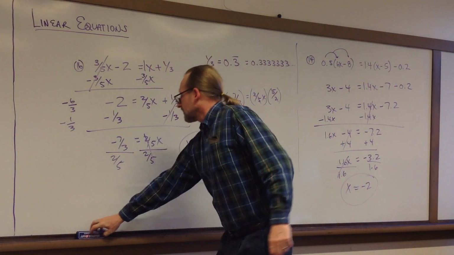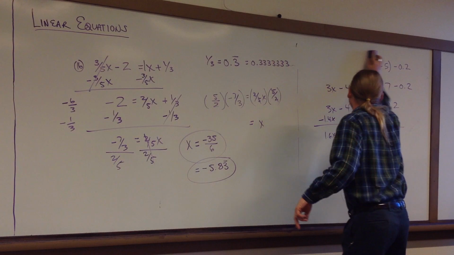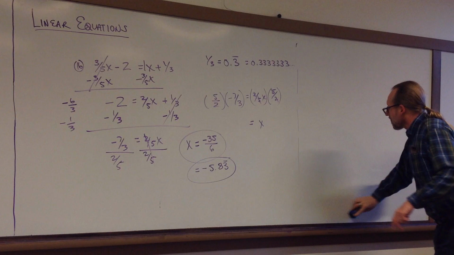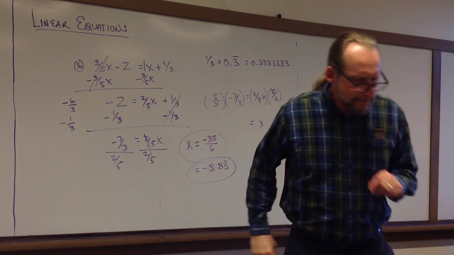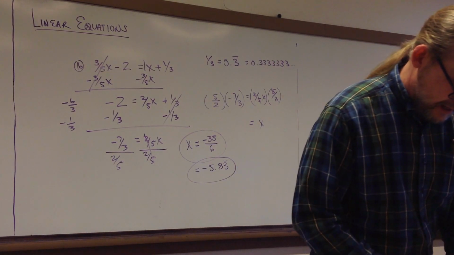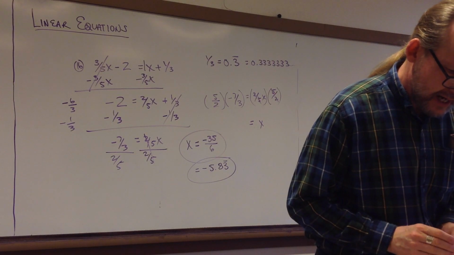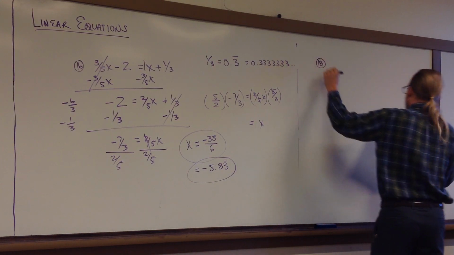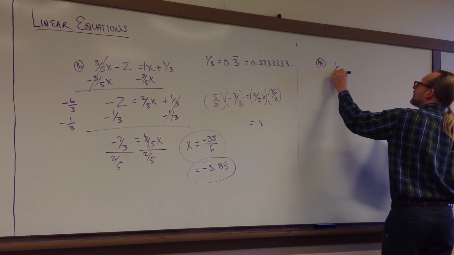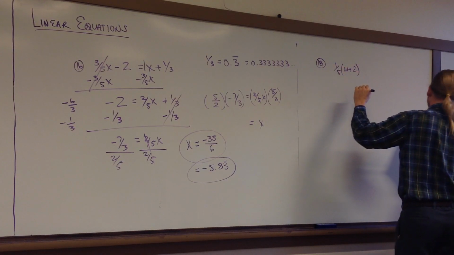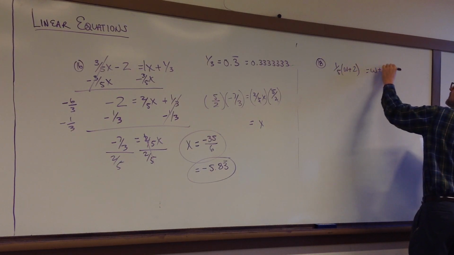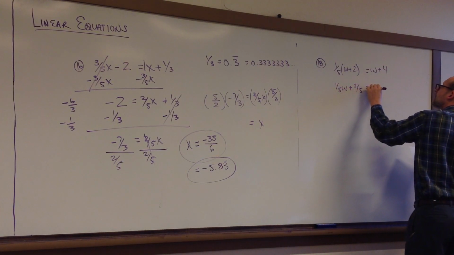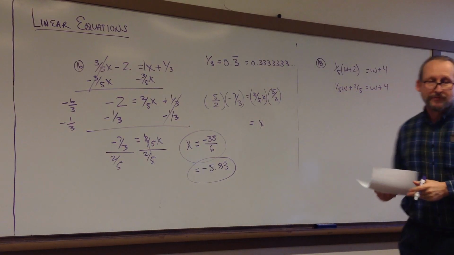All right. Let's look at a couple more problems here before we wrap things up. Okay, let's see here, number 18. All right, 1/5 times W plus 2 equals W plus 4. So this would be 1/5 W plus 2/5 equals W plus 4.